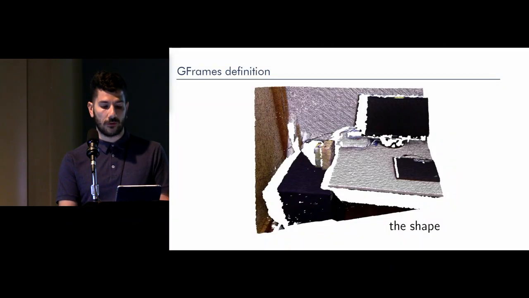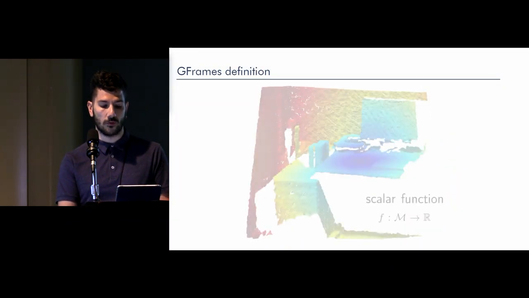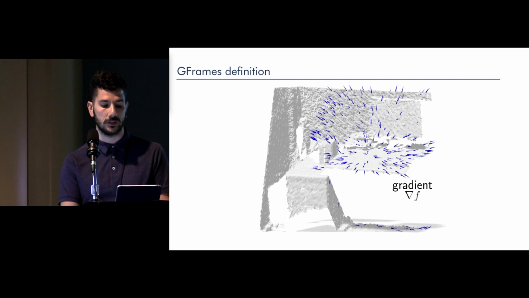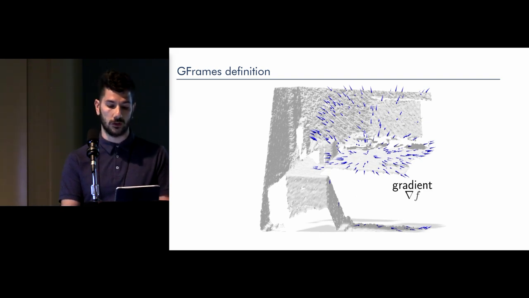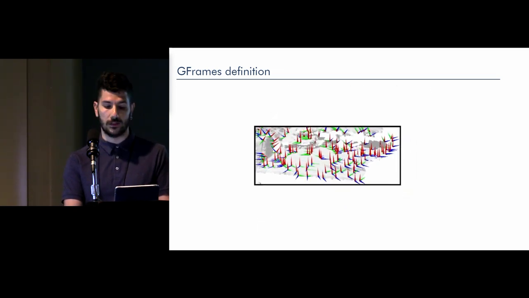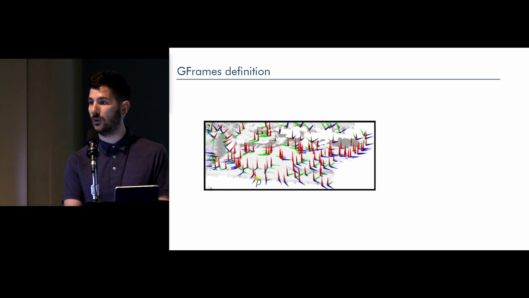Our proposed local reference frame is based on gradients of a scalar function defined upon the input shape. The gradient for a given point P is computed as the average gradient of its neighboring points. We then project the computed gradient onto the plane defined by the normal at point P and rescale the projection to unit norm.